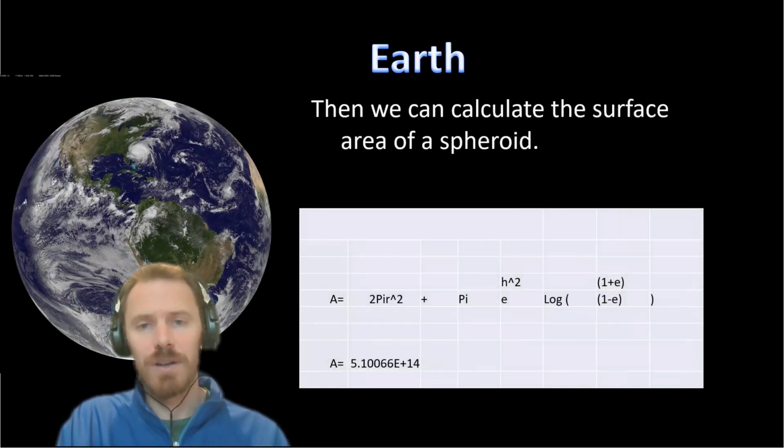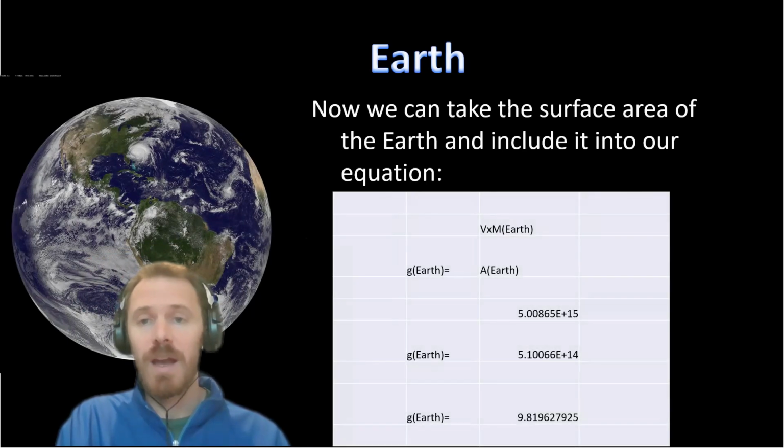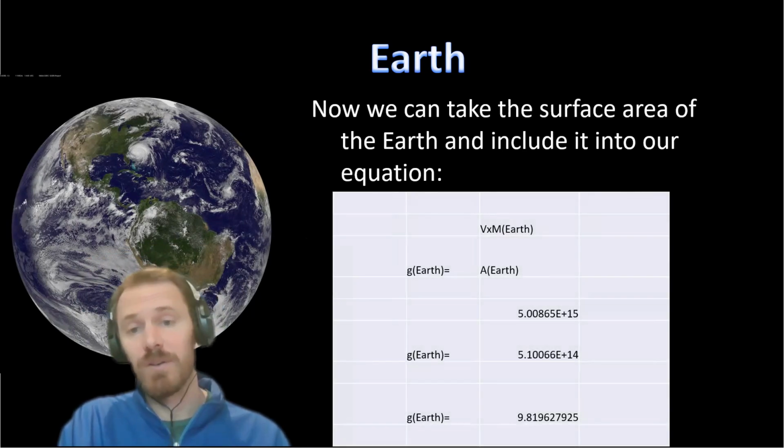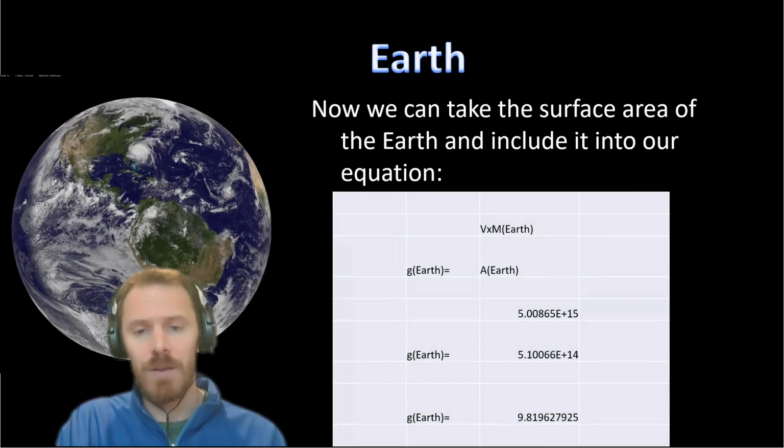Once we have the eccentricity, then we can calculate the surface area of a spheroid using this formula. And that tells us that the surface area of the Earth is approximately 5.1 times 10 to the 14 meters squared. We can now take the surface area of the Earth and include it into our equation. So our equation says that the gravitational acceleration on the surface of the Earth will be equal to the Vx times the mass of the Earth divided by the surface area of the Earth. And this comes out as a gravitational acceleration of 9.819.